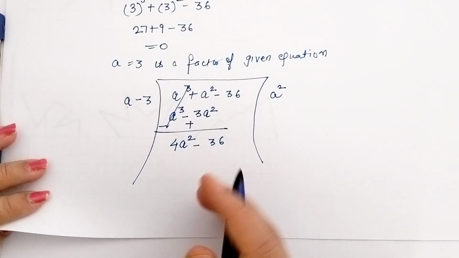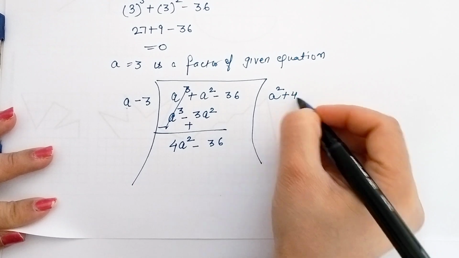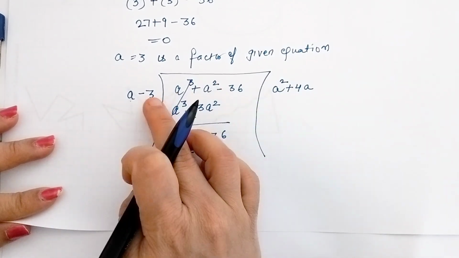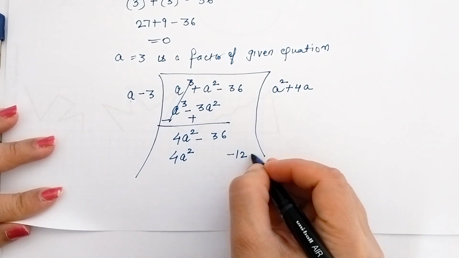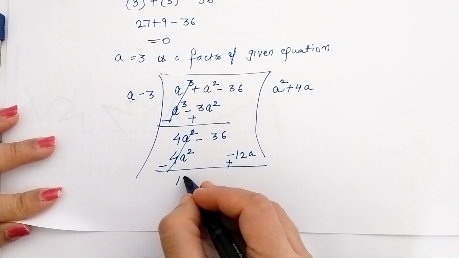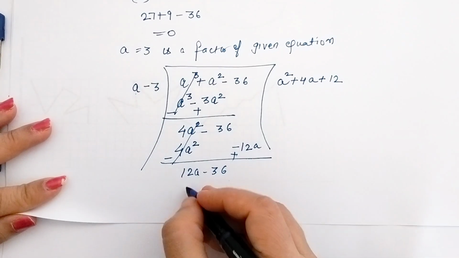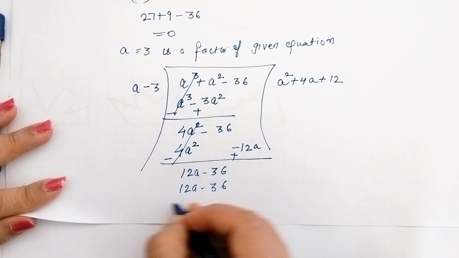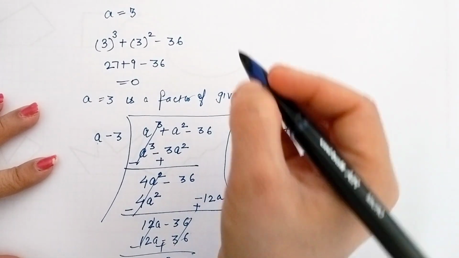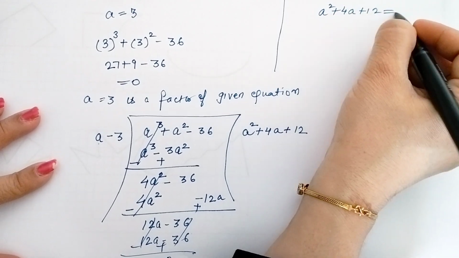Okay. Now what should we multiply with a to get 4a square? We will multiply 4a. We got 4a square. Now multiply with this, we will get minus 12a. Subtract, minus plus, this is 12a minus 36. Now multiply with 12, you will get 12a minus 36. Subtract and you got 0. So now you got a square plus 4a plus 12 equal to 0.